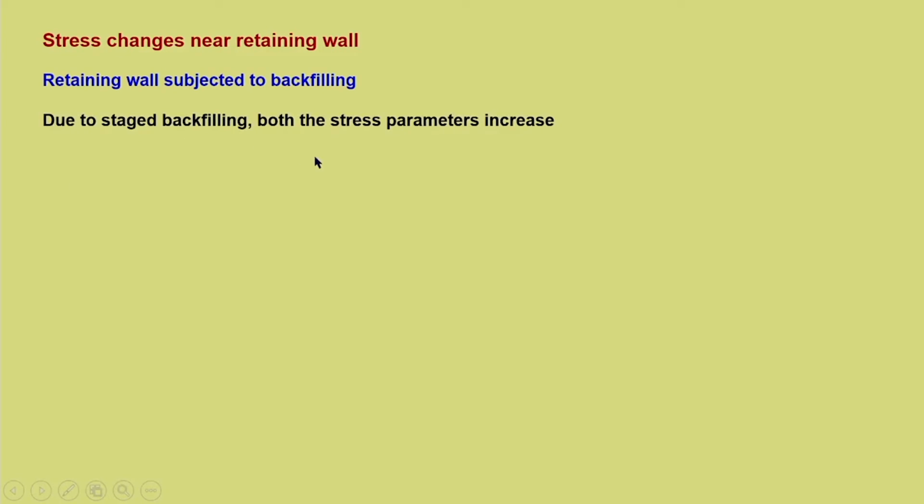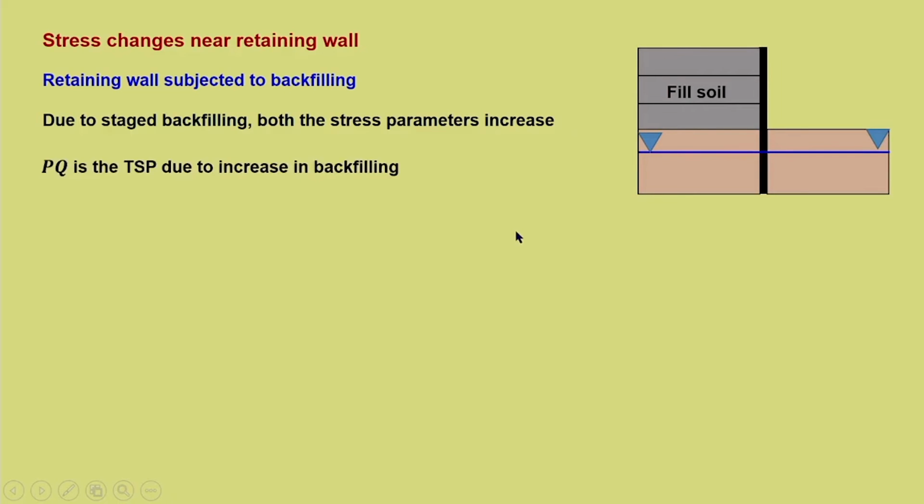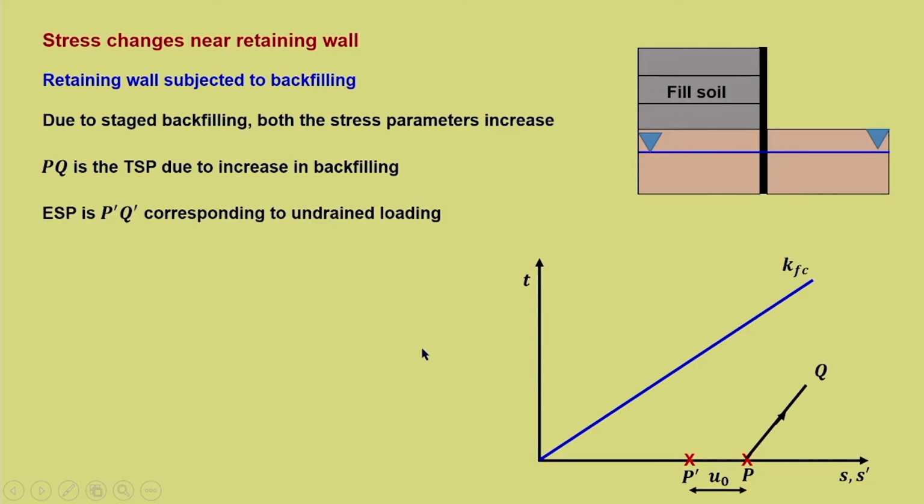Due to staged backfilling, both the stress parameters increase. Now, it is more like a compression. So, here it is the starting and the filling takes place. So, this is the fill soil. Now, PQ is the total stress path due to increase in backfilling. So, now P dash, with a difference of initial pore water pressure U naught, you can see that it increases and it has a positive slope. So, PQ is the total stress path.